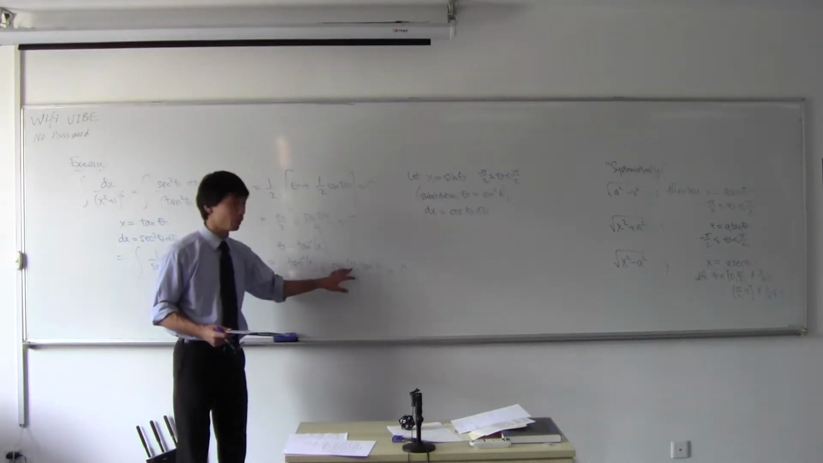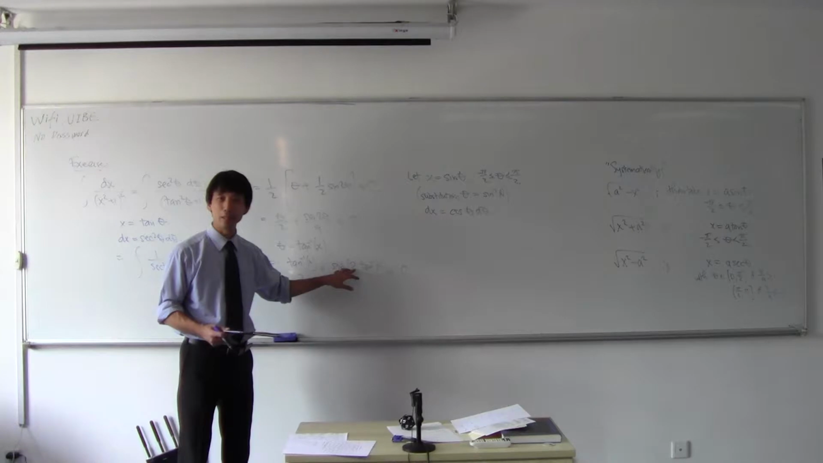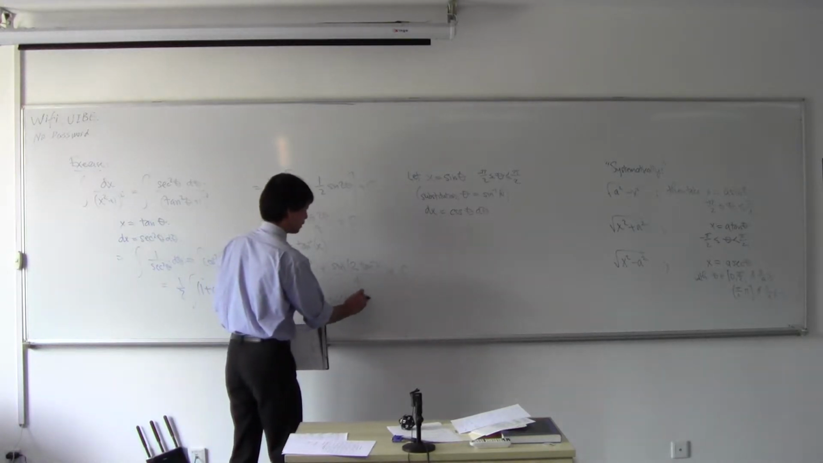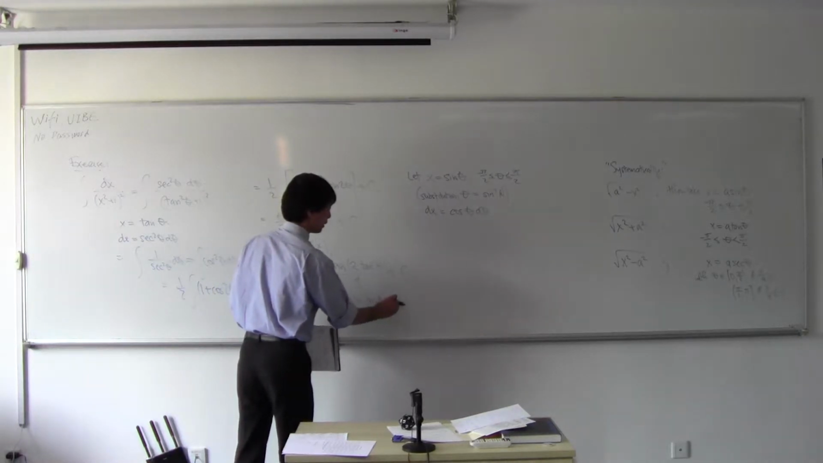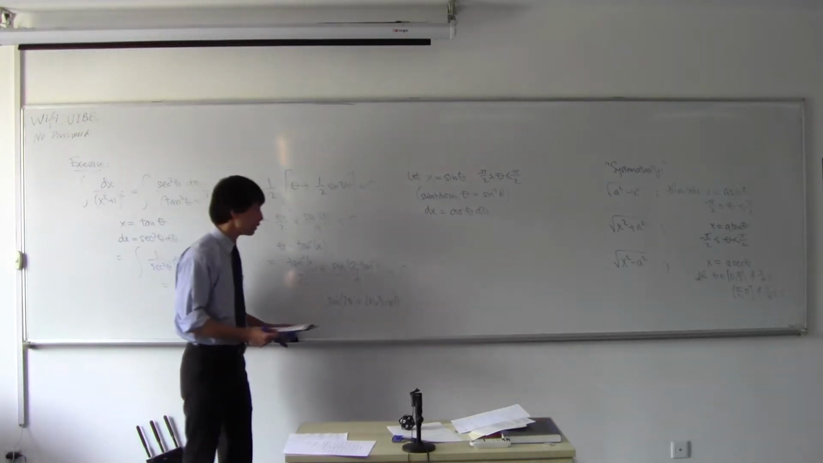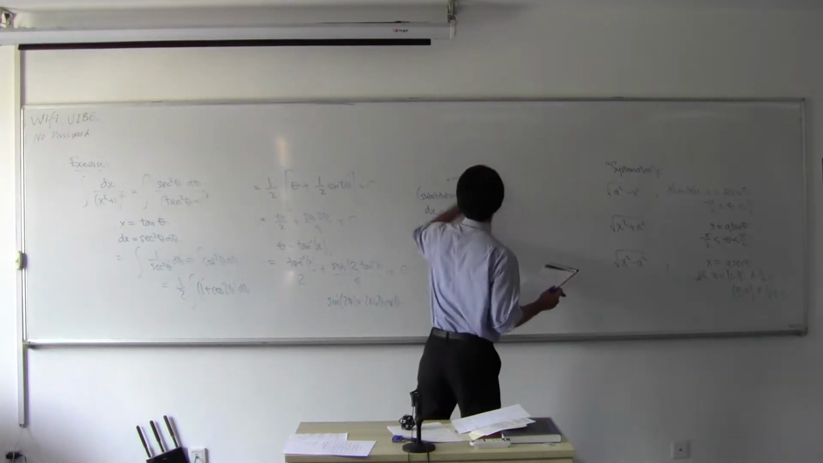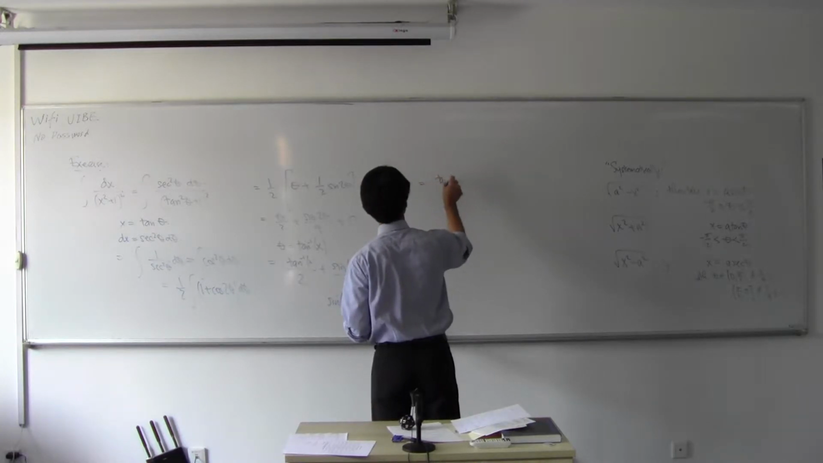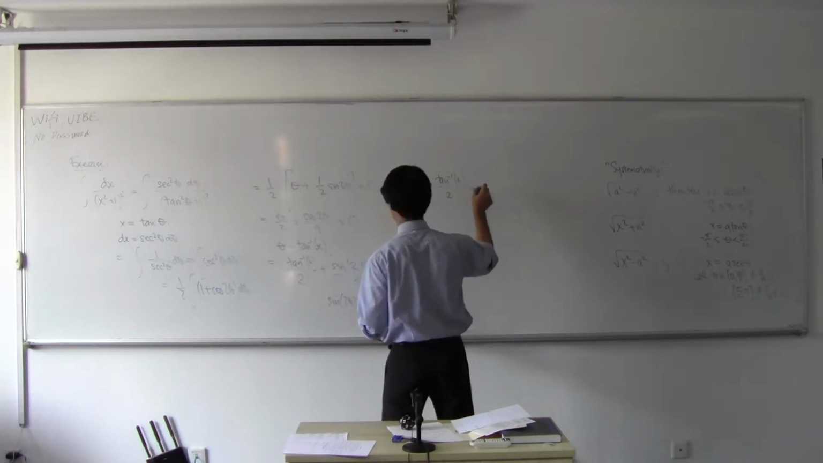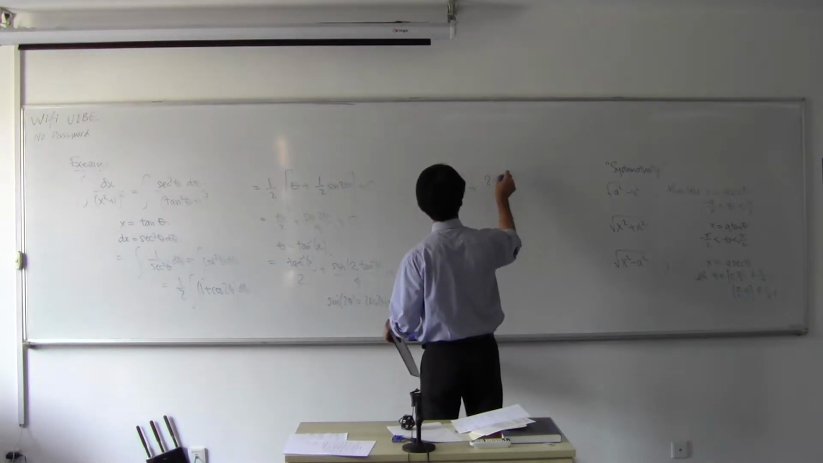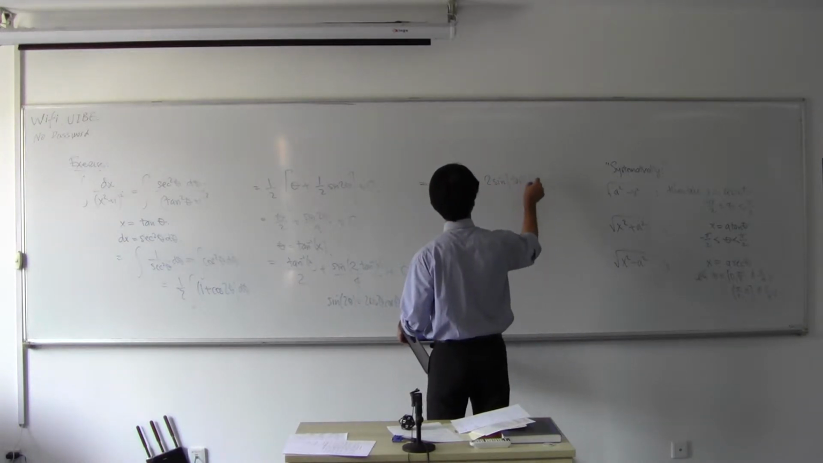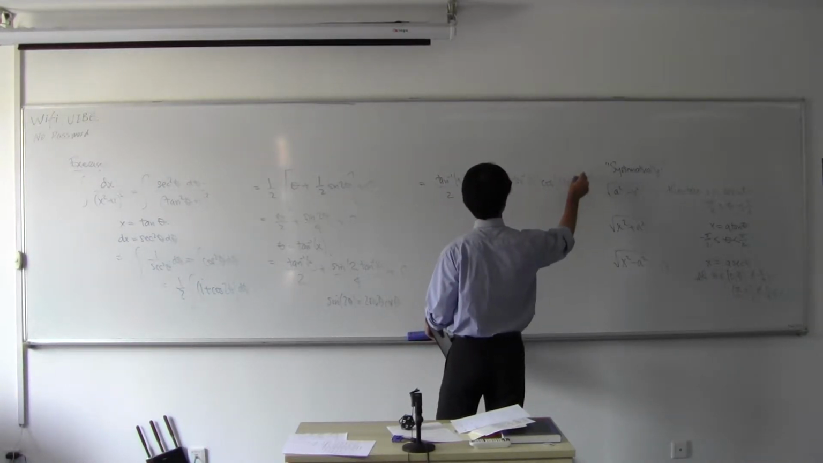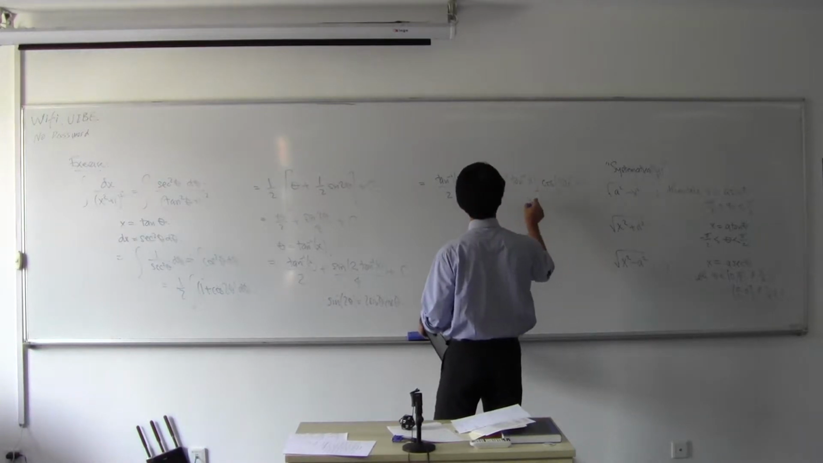Does anyone remember the formula for sine of two theta? I don't remember offhand. Sine of 2 theta is 2 sine theta cosine theta. Is that right? Okay. So if you wanted to make it a little bit simpler, you could use that. You could say, well, this is tan inverse x over 2 plus 2 sine cosine over 4 plus c.